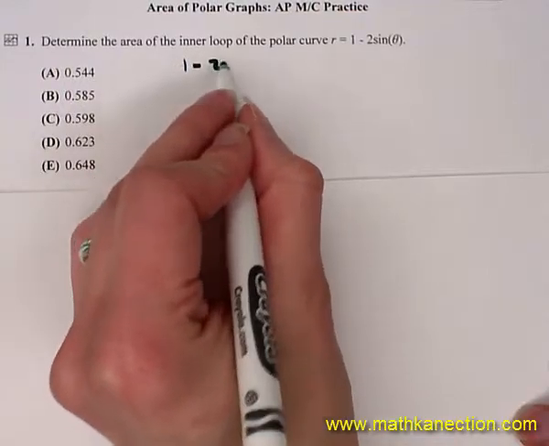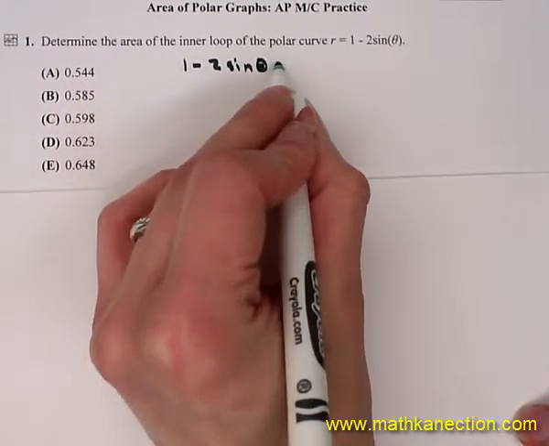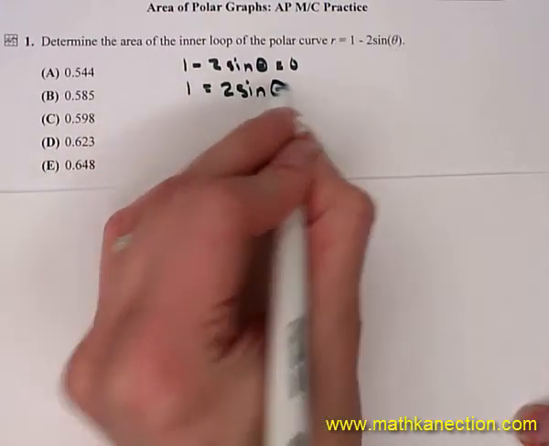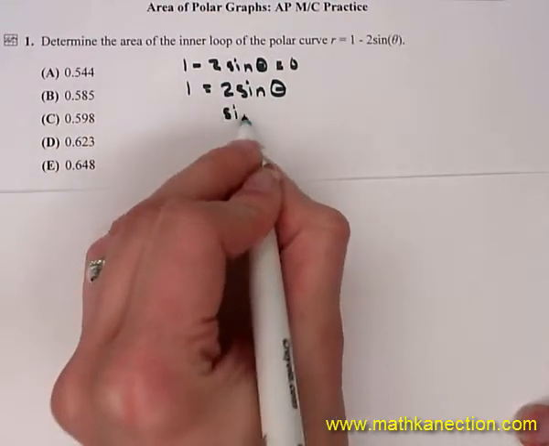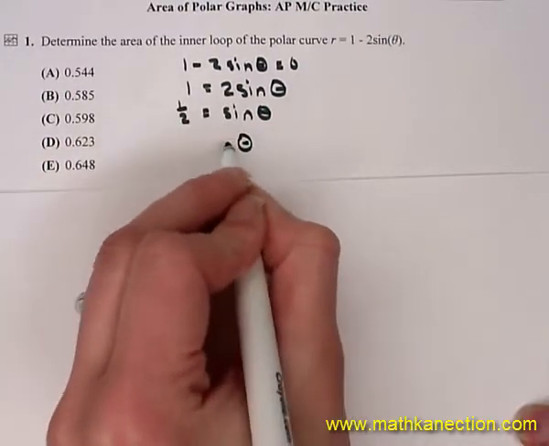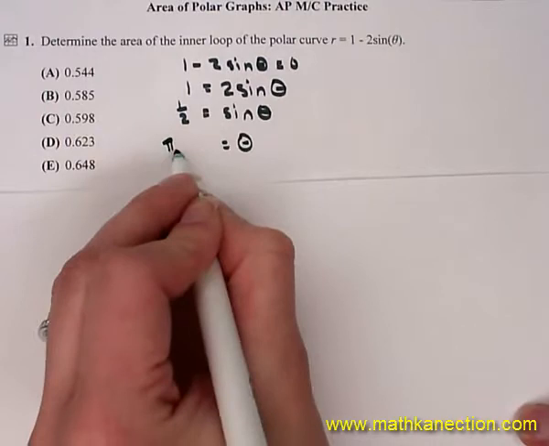So to find the area of the inner loop of that polar curve, we're going to have to take that polar curve function set equal to 0 to find out where it begins and ends. So solving for sine theta, we get 1/2, and so theta is equal to the angles of pi over 6 and 5 pi over 6.